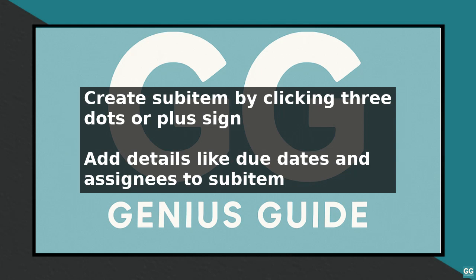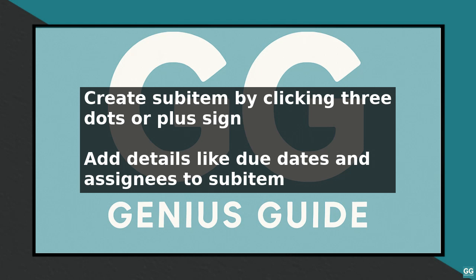Once you have added a subitem, you can start adding details such as due dates, assignees, and descriptions. You can also add multiple subitems to an item, and each subitem can have its own set of details. A key concept to keep in mind when using subitems is that they can be used to break down large tasks into smaller ones, making it easier to manage and track progress.